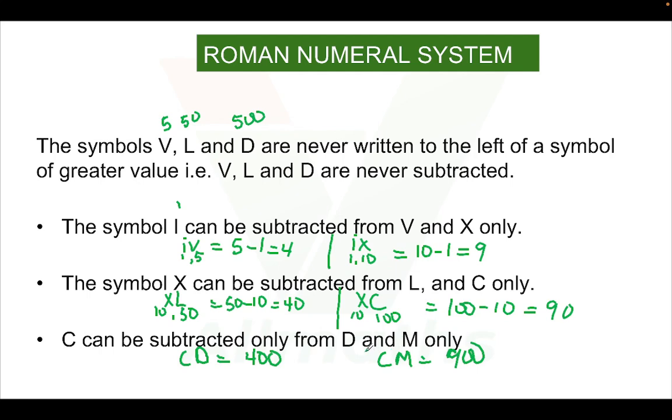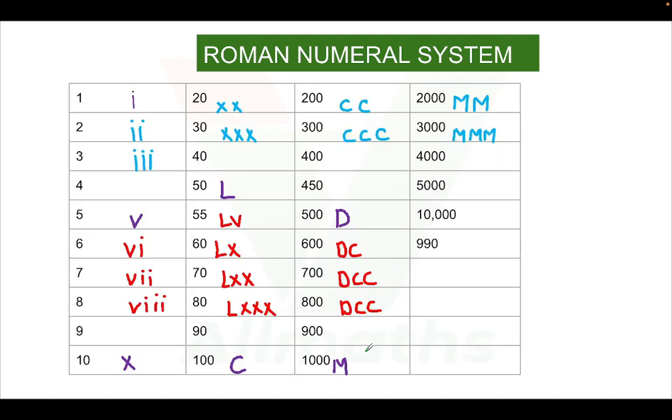So let's use that to fill in our table. Remember our table here. So we now have what? IV. We have IX. We have X coming behind L, and X can also come behind C. C can come behind D to give us what? 400, right? And C can come behind M to give us 900.